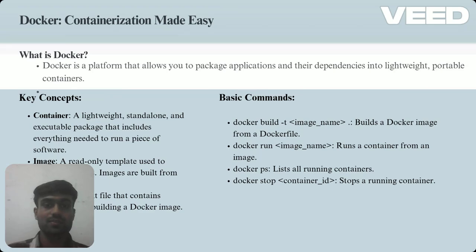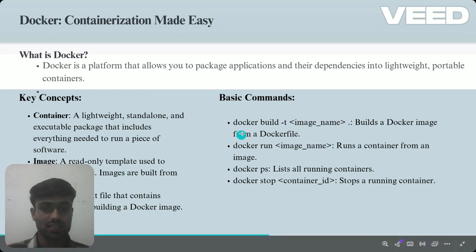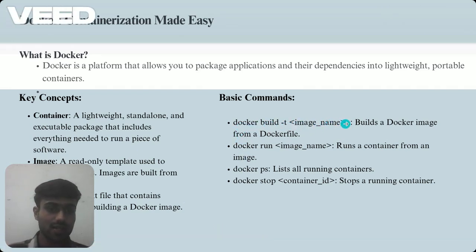Also, there are some basic commands in Docker. As we can see here, the first command, docker build, builds a Docker image from a Dockerfile. Then there is a command called docker run. This command runs a container from an image. Then there is a command called docker ps. This command lists all running containers.